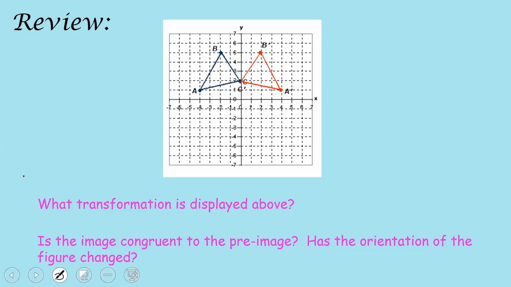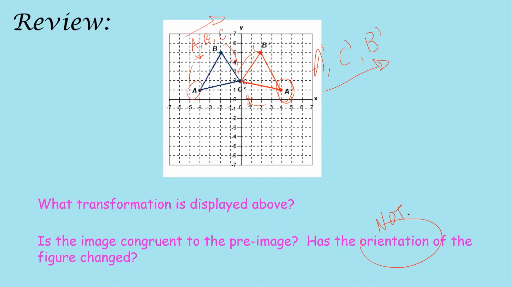Has the orientation of the figure changed? Yes. So look at, if I read from A, I'm going to go from A to B, so it'll be A, B, and then from B to C. But if I come over here, I need to start on the same letter and the same orientation, which would be A, but now I'm going to C prime and then to B prime. So these letters are not reading in the same order, and so the orientation has been lost.